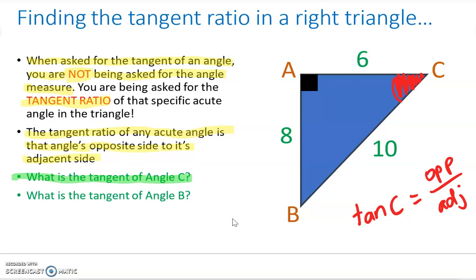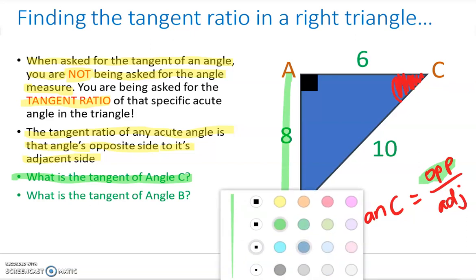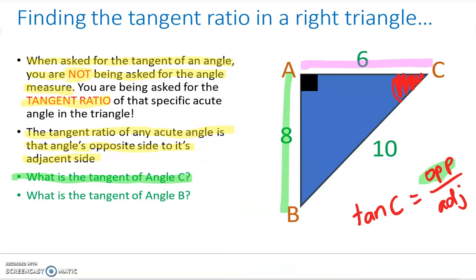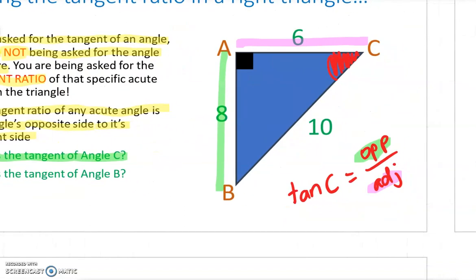What is the side that is opposite angle C? Hopefully you said side AB. You would be correct. That is opposite angle C. So that's opposite. And then what is adjacent to angle C? Hopefully you're saying side AC, and you would be correct. That would be adjacent. Okay, 10 is the hypotenuse. That's never opposite or adjacent. The hypotenuse is always the hypotenuse.